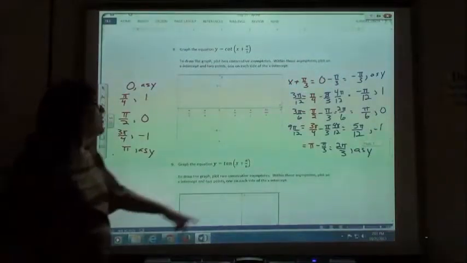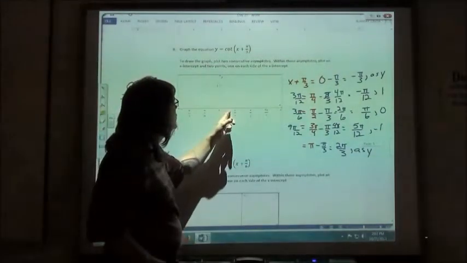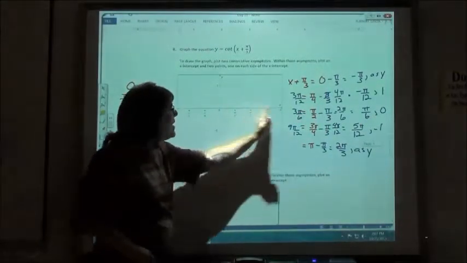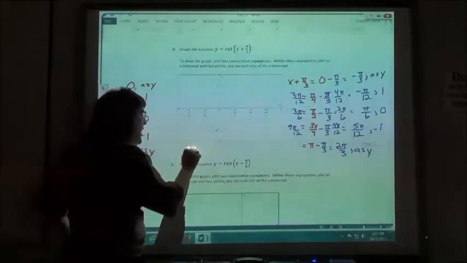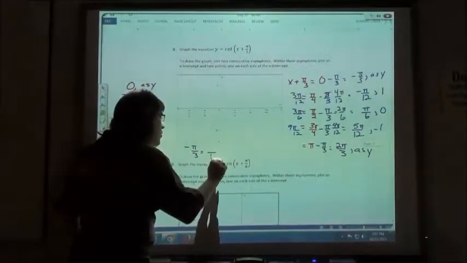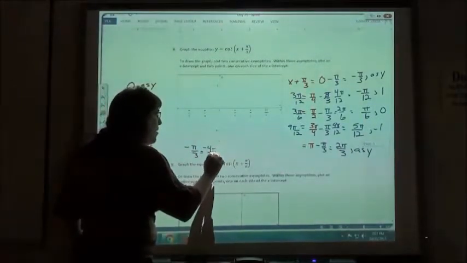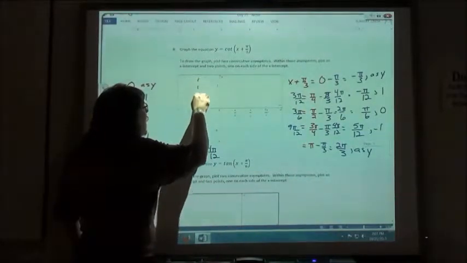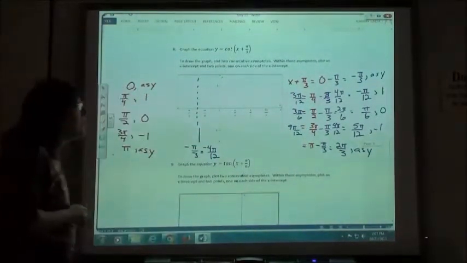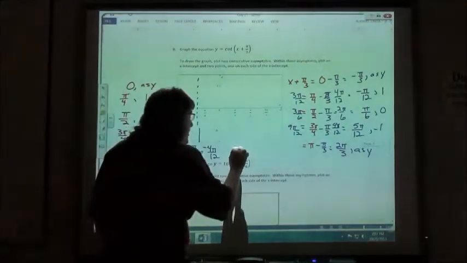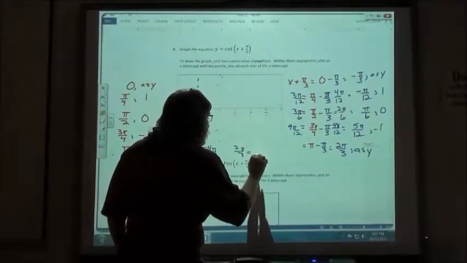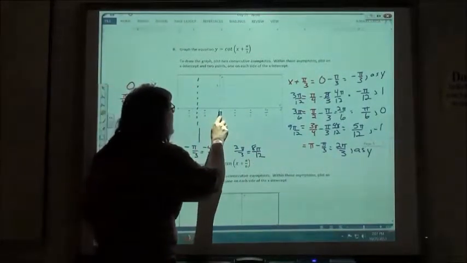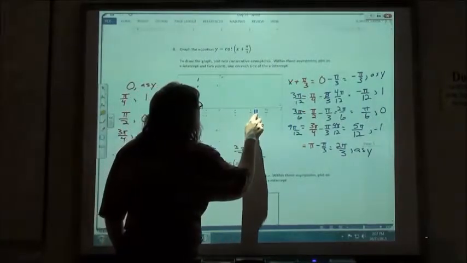In this case, if I count from 0 to pi, I've got 1, 2, 3, 4, 5, 6, 7, 8, 9, 10, 11, 12. So each of my marks is pi over 12. Negative pi over 3 would be negative 4 pi over 12. So 1, 2, 3, 4 marks. That's where my negative pi over 3 is, so I can put my asymptote. Positive 2 pi over 3, if I put it over 12, would be 8 pi over 12. So positive 8: 1, 2, 3, 4, 5, 6, 7, 8.